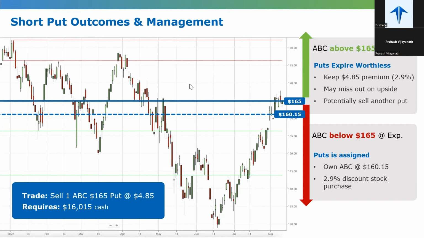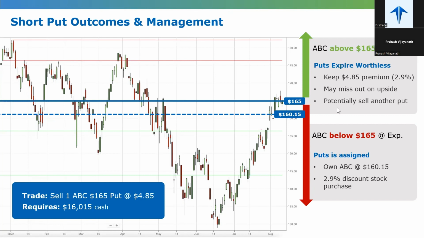Now, there's really two things that can happen. In the event that ABC rallies and moves above 165 at expiration, the puts simply expire worthless. You get to keep your full premium, which represents a 2.9% discount on your stock purchase price if you had got assigned, but you get to keep your full premium. Yes, you may miss out on some upside, which is really the biggest risk when it comes to the cash secured put strategy.